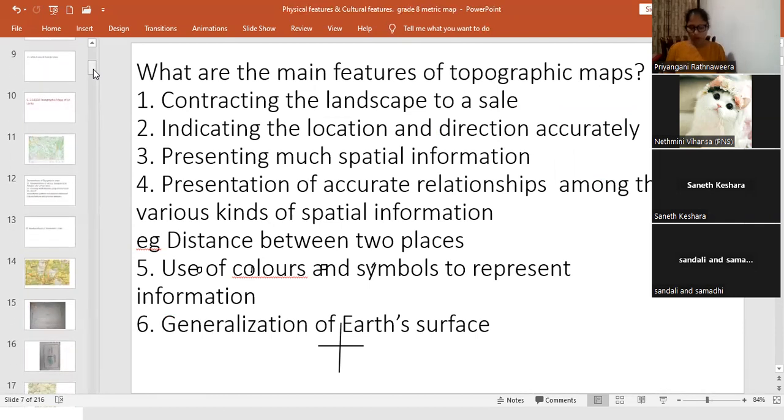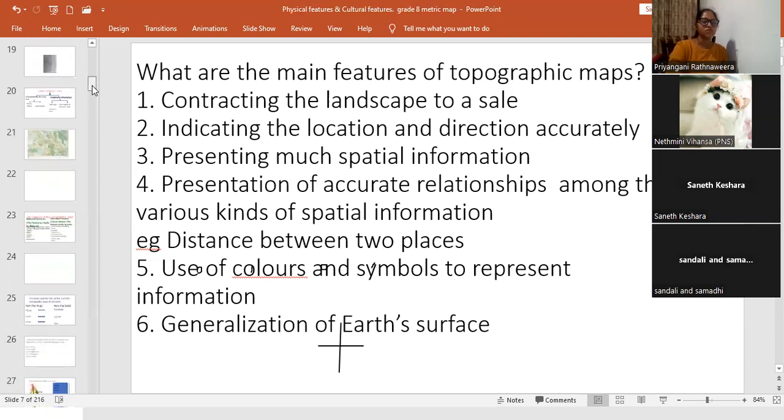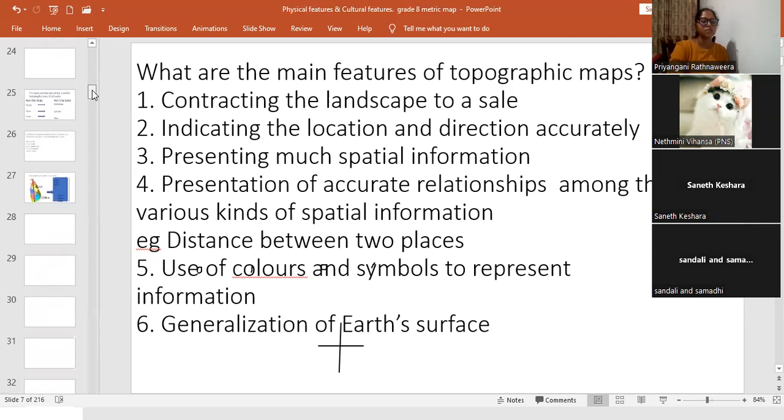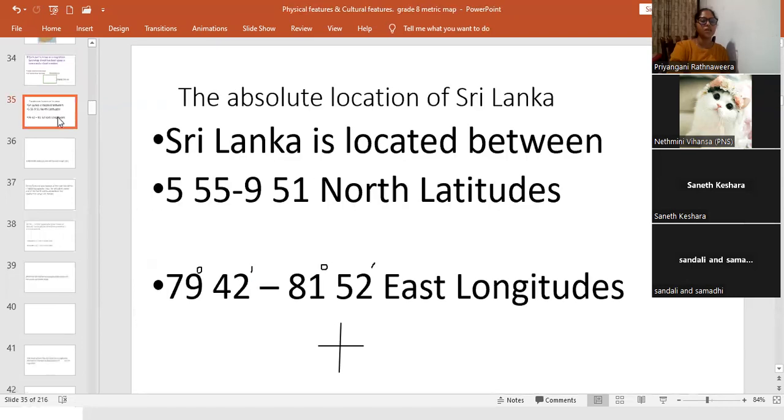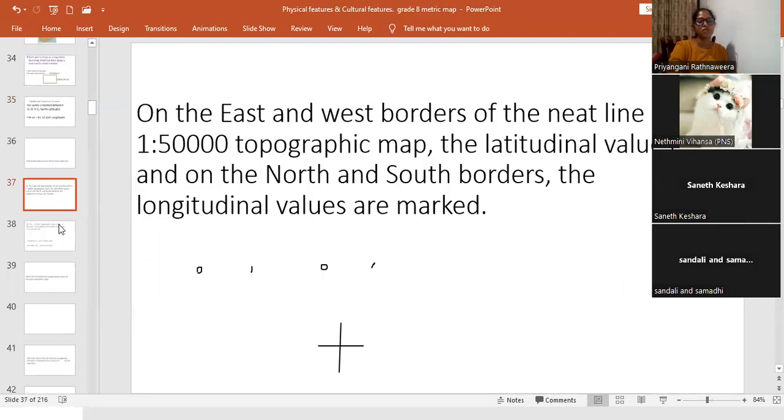Okay. Then we have to discuss the physical features of 1 to 50,000 topographic maps. Under this topic, we are going to discuss the relief features, drainage features, coastal features, and natural vegetation.